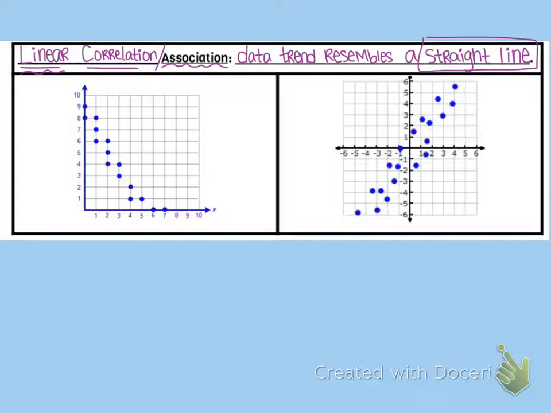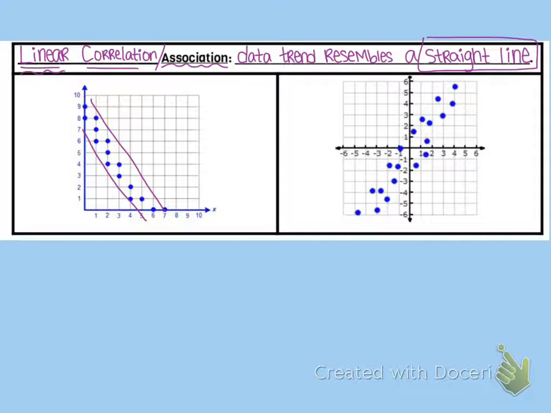Okay, so on this first scatterplot here, I can actually draw two straight lines. Actually, I'm going to draw a better one here. Two straight lines that go with the trend of the data. So that's why they call this a linear association, because it forms a line.